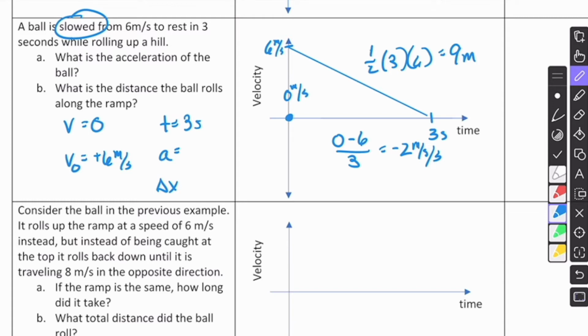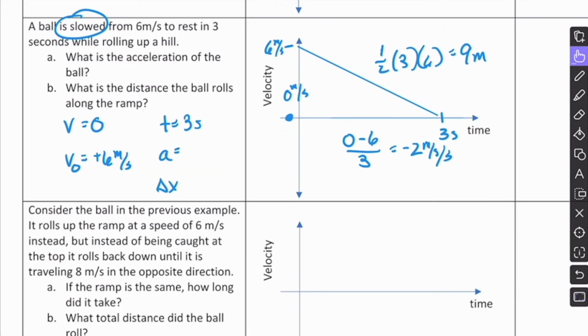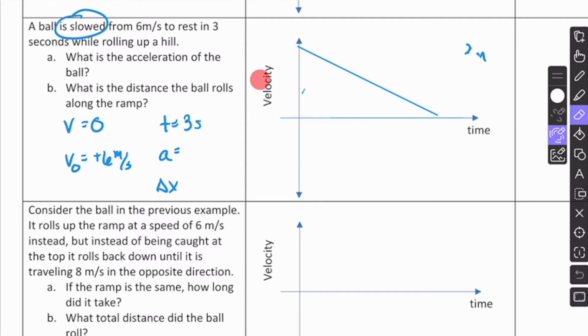Any questions about those? Because we need those in the next part. So let's go down to the next part. So it says, consider the ball in the previous example. It rolls up the ramp at a speed of 6 meters per second instead. But instead of being caught at the top, it rolls back down until it's traveling 8 meters per second in the opposite direction. So in this example, we are going to have different information.